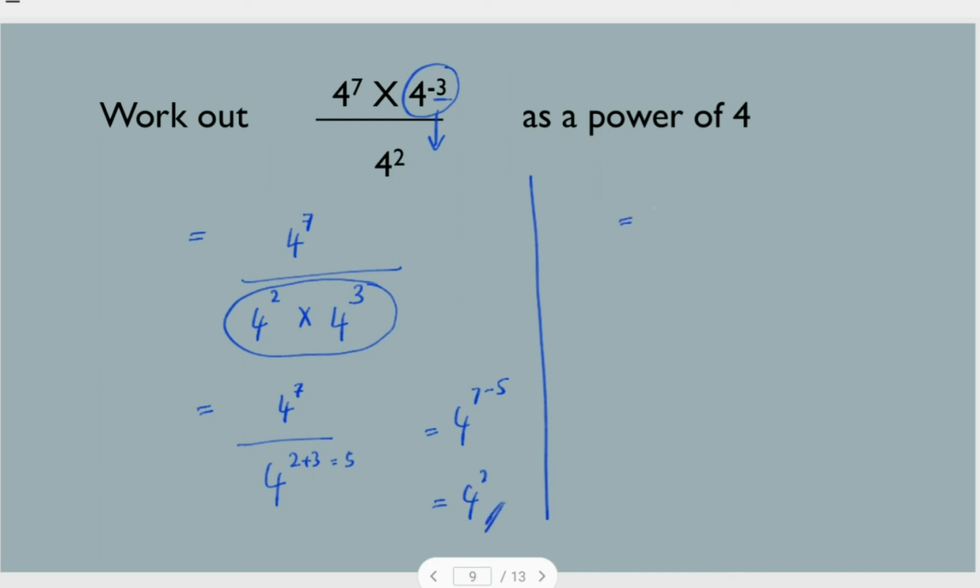Or else you can keep the minus as it is, and since it is multiplication, you can add minus 3, divided by 4 to the power 2. Plus and minus would be minus. So 7 minus 3 would be 4, and divide by 4 to the power 2. So 4 minus 2 would be 4 to the power 2. Still you are getting the same answer.